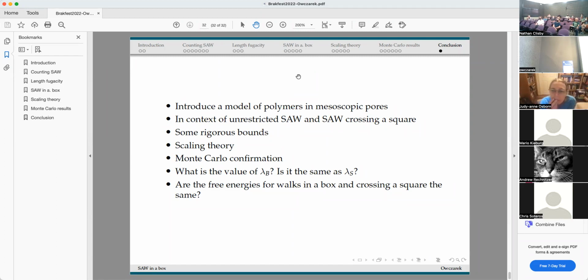So, ending up with some final conjectures or questions. What is the value of lambda b? Those of you with access to good series analysis might be able to find a good value of lambda b and see if it's as close to lambda s as possible. And those of you who are better at rigorous techniques than us may be able to actually prove that the free energy for walks in a box and crossing a square are actually the same. I hold out hope that someone with a more subtle grasp on such arguments would be able to do that, which would be very nice.